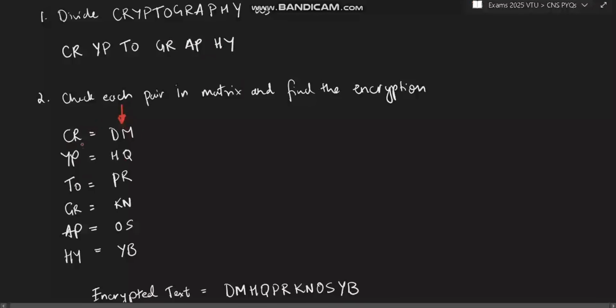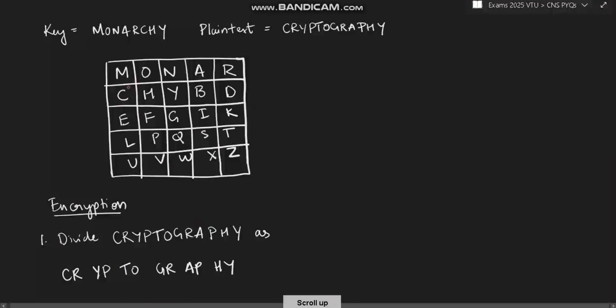Now for example, CR is present here. What would be the equivalent of CR? It would be DM. What would be the equivalent of YP? It will be HQ. Now you might ask the question, how did you write DM? How did you write HQ and so on? So there is a trick to it. Not trick, it's the rule. CR, how do we write it?